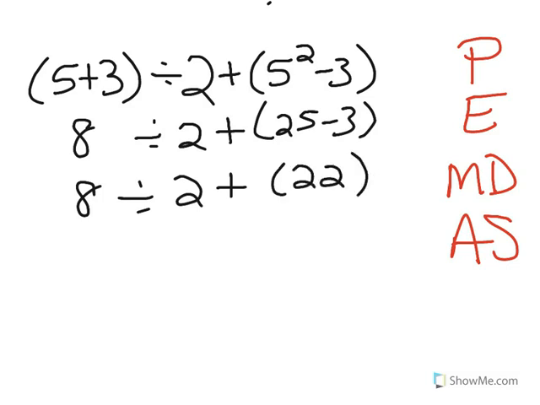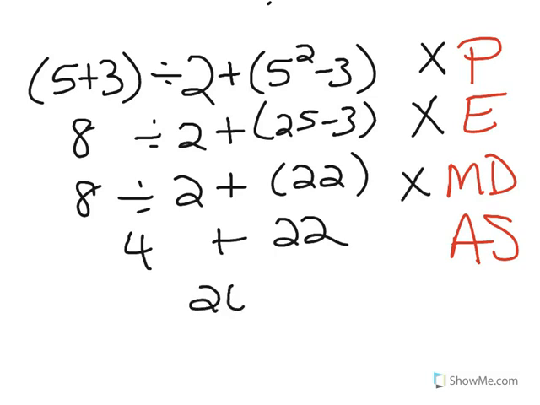Now we have division and addition. Division is to be done first. 8 divided by 2 is 4. And 4 plus 22 is 26.